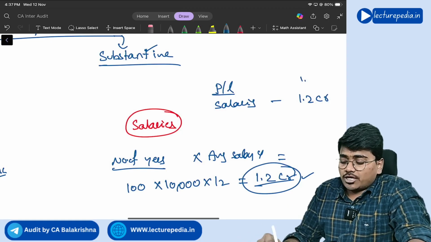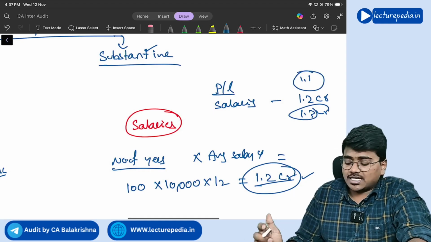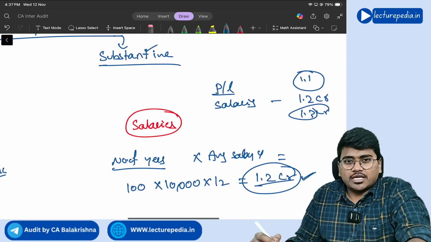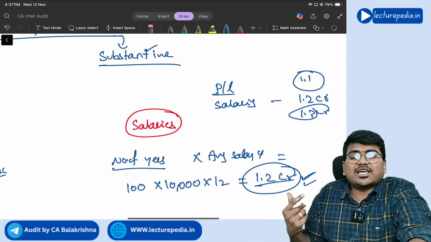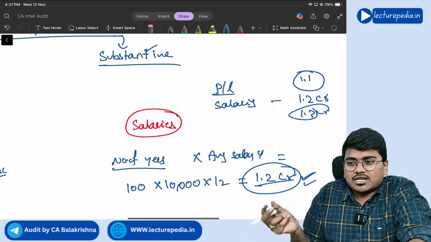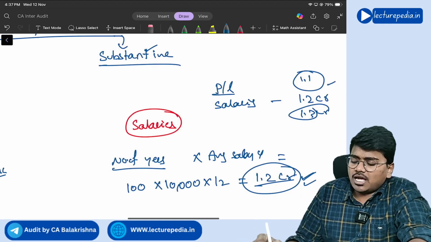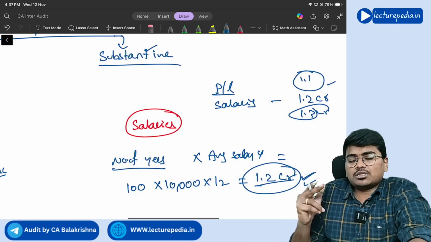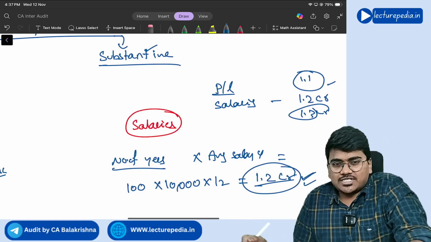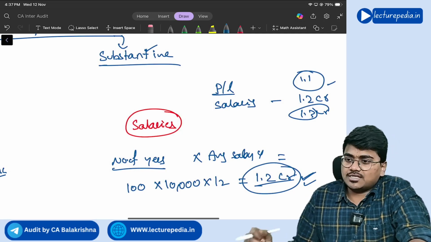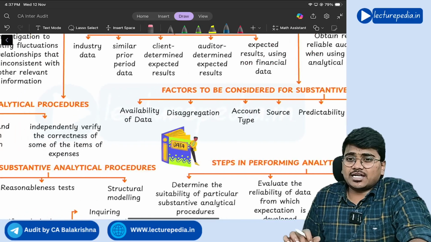If it is 1.1 crore or 1.3 crore, you will investigate why the difference has occurred between your expectation. So this 1.2 crore is your expectation. How are you expecting? Based on certain analysis you are expecting, and this is the actual figure. You will compare both and see whether there is any difference. If there is a difference, you will investigate the difference. Understanding? Yes. So this is how you will perform analytical procedure.